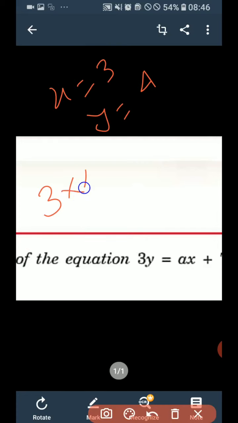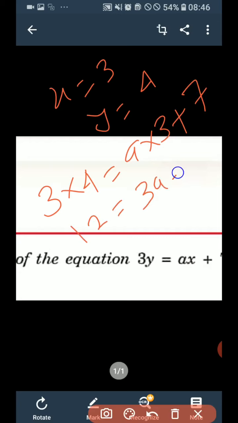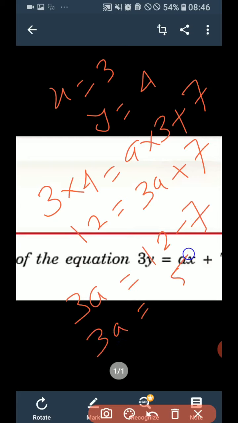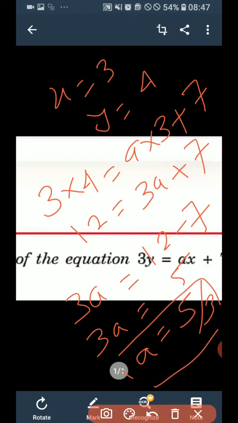3 into 4 equal to a into 3 plus 7. 4 threes are 12, so 12 equal to 3a plus 7. 3a equal to 12 minus 7, so 3a equal to 5. a equal to 5 by 3. Hence, this is the required value of a.